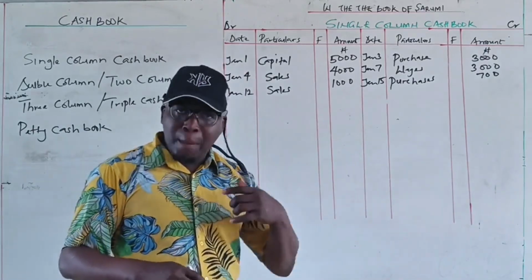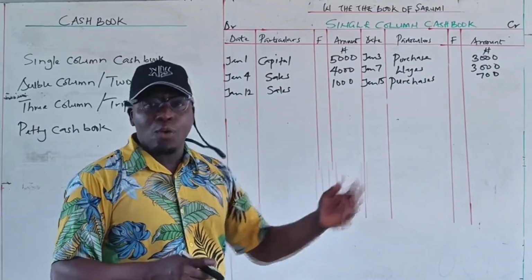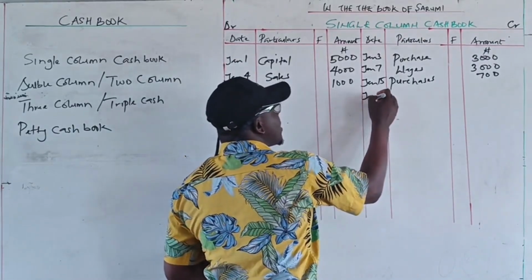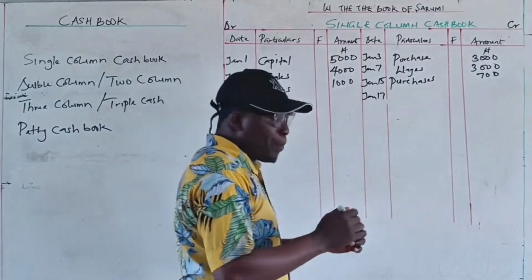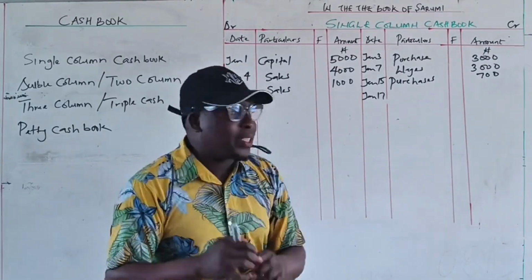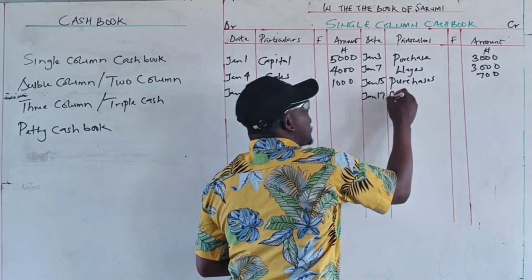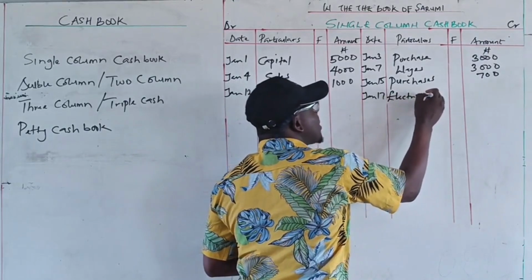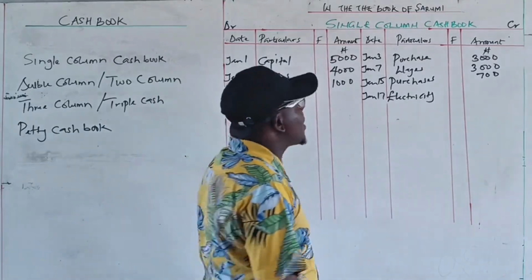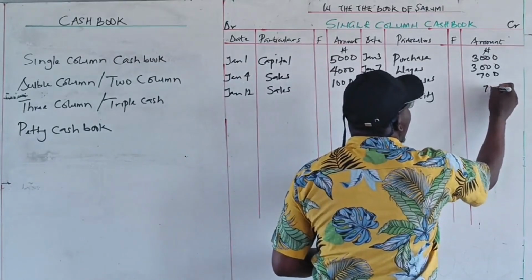The next question is January 17, paid cash for electricity. We are also making payments, which is an outflow from the business. So we have January 17, cash is being paid. And the cash that is being paid is paid for what? Electricity. So we come under our particulars and put what? Electricity, and the amount is 70 naira.